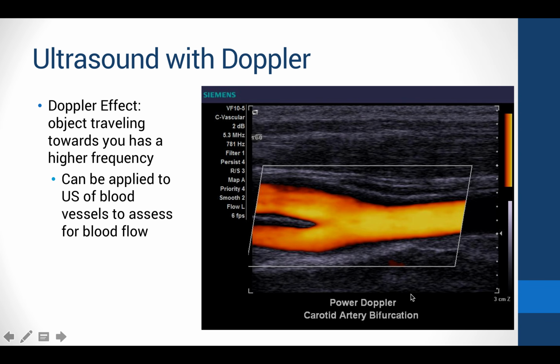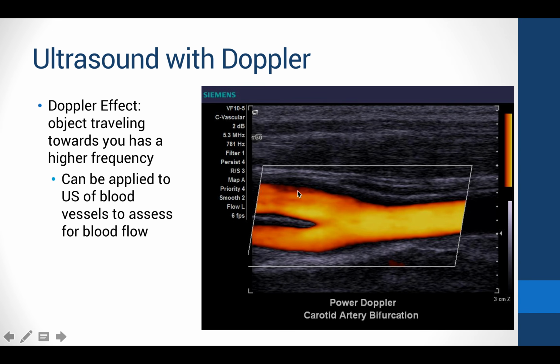So in this image, we actually have the carotid artery prior to its bifurcation. And in this specific image, the yellow basically means that the blood is moving very, very fast. And the darker the color, the slower the blood is moving. So you can see in the single carotid artery, prior to it bifurcating, it's moving very, very quickly. And after it splits, it actually is slowing down.